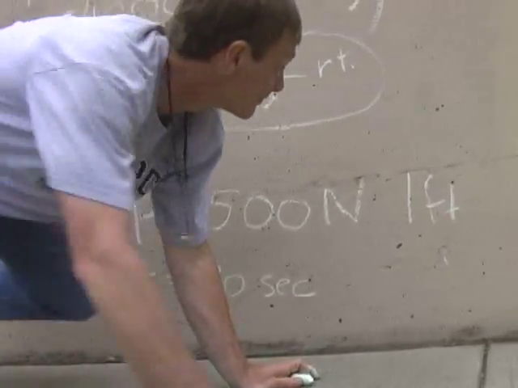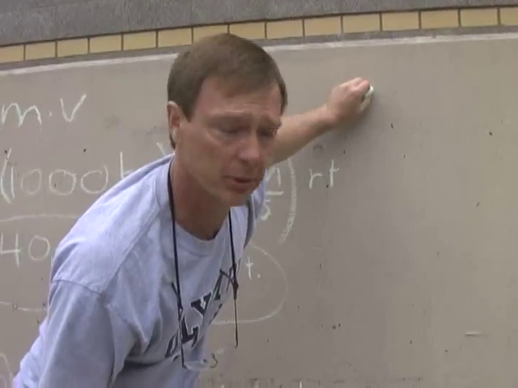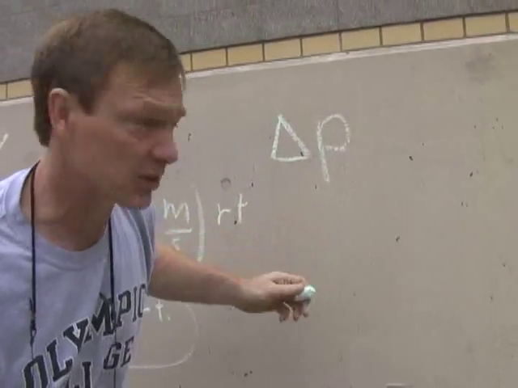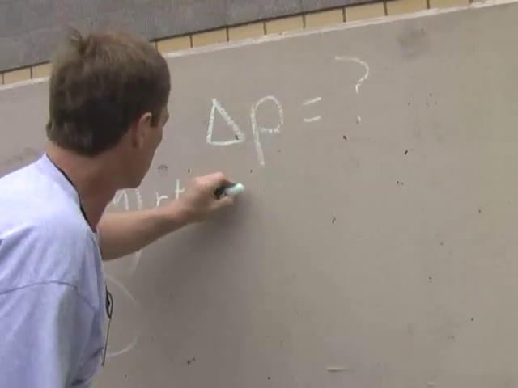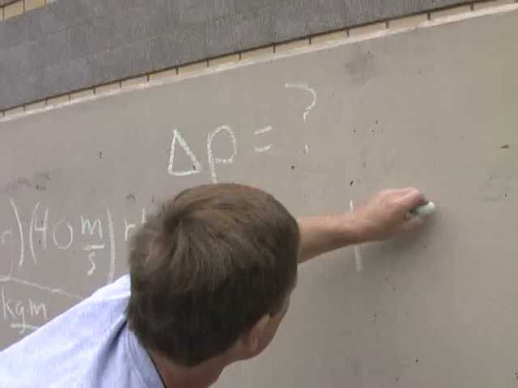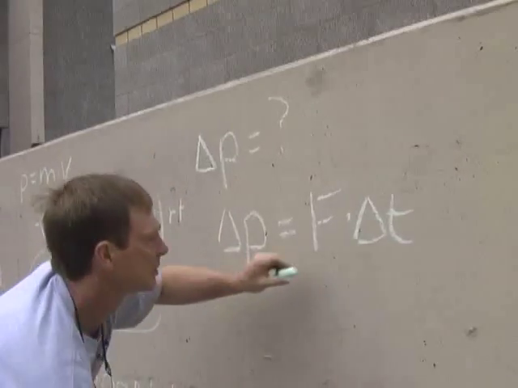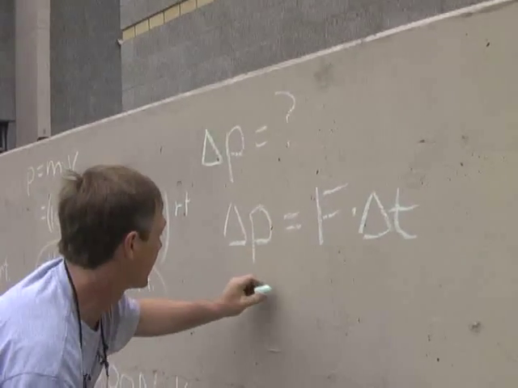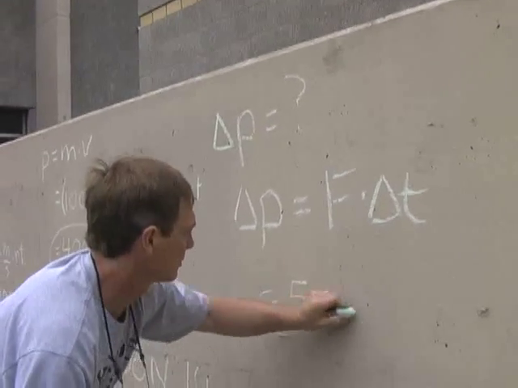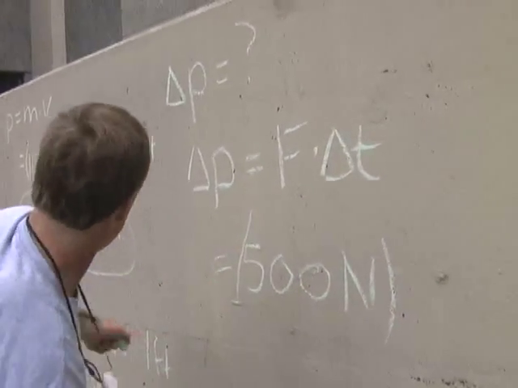And I want to know, what's the change in momentum? How does she change the impulse? Or how does she change the momentum? What's the impulse she applies? So the change in momentum, which is the same as the impulse, the change in momentum is force times the elapsed time. And that's going to be equal to 500 newtons times 30 seconds.